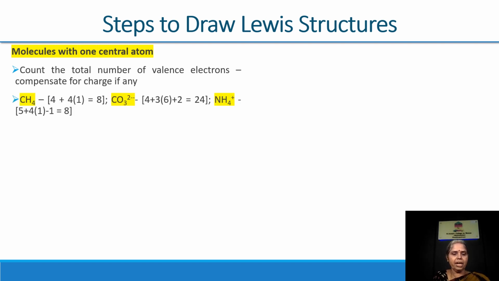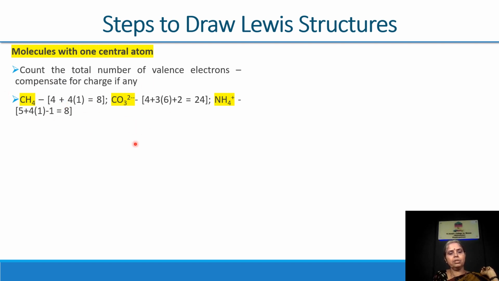For example, here I have given the example of CH4. We know that for carbon, what is the valence shell configuration of carbon? 2s2, 2p2. So how many valence electrons? Carbon is having 4 valence electrons. Apart from carbon, you are also having 4 hydrogens. Each hydrogen is having 1 valence electron, which means 4 from carbon and 4 from 4 hydrogens, which is equal to 8. So the total number of valence electrons in CH4 is 8.